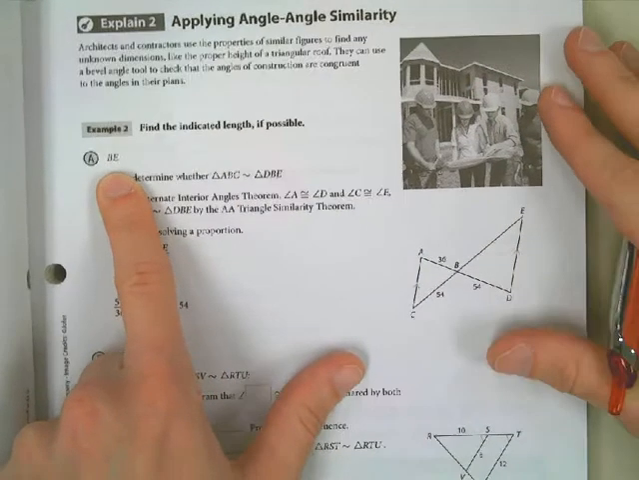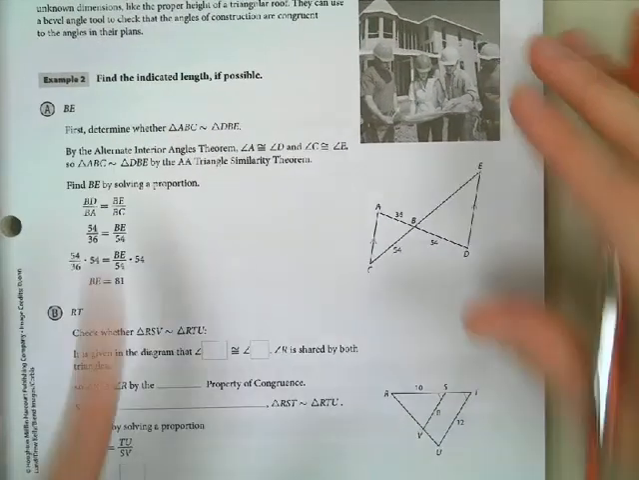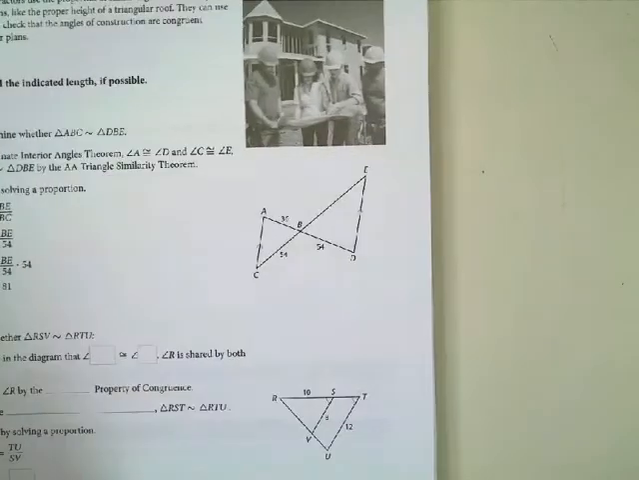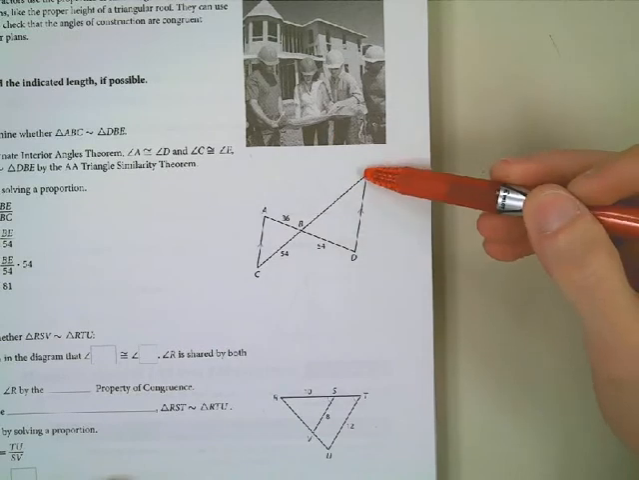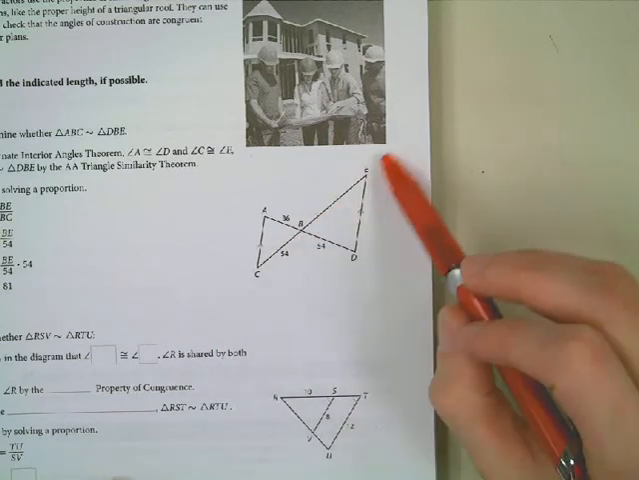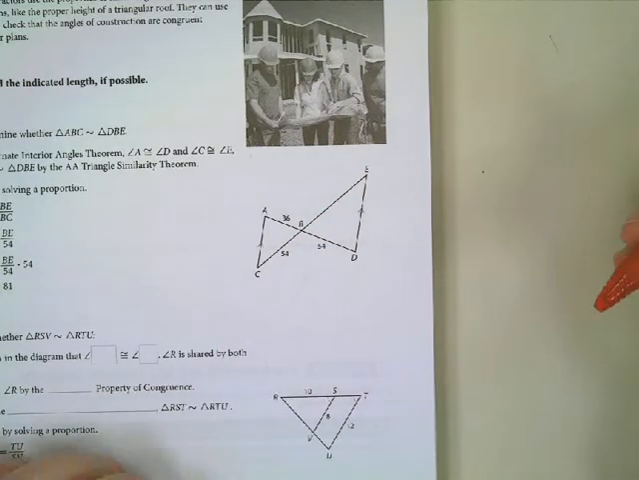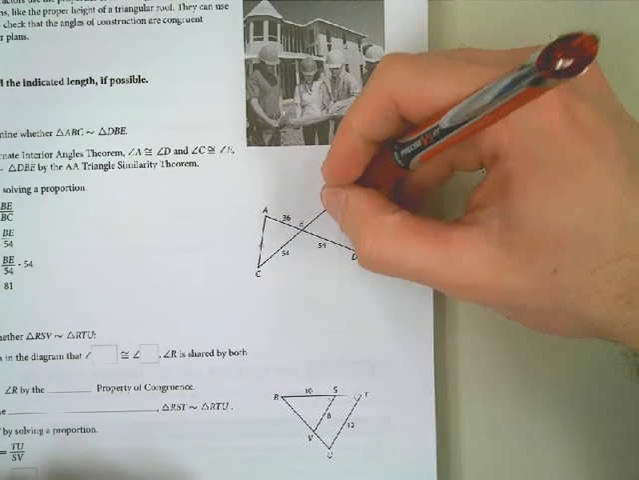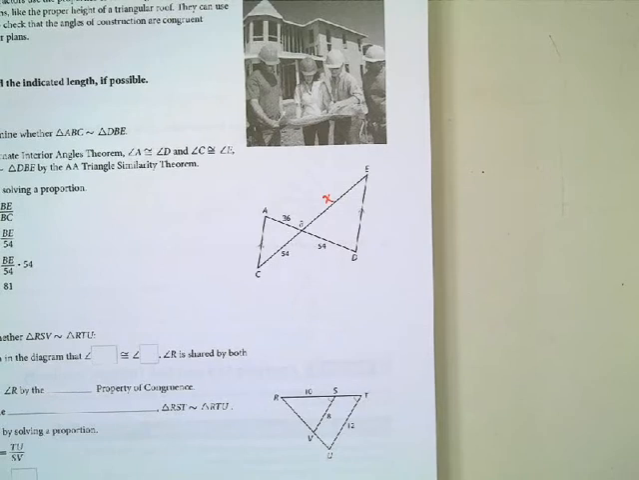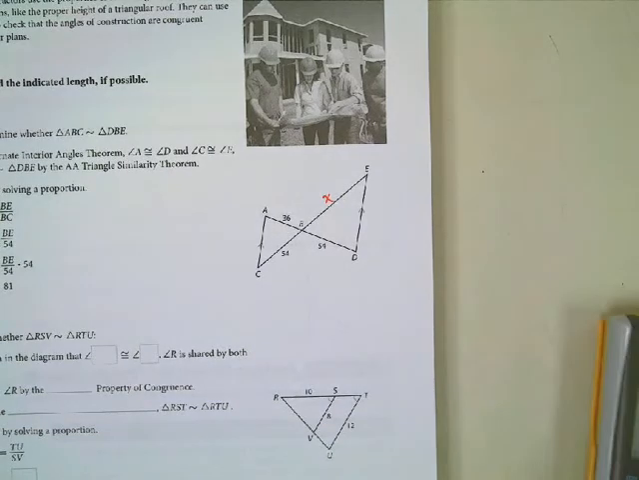So here in letter A, we're asked to find BE. So I'll kind of zoom in here on the picture. Okay, so there's our triangle, and we want to find BE. We want to find the length of BE here. So I'm going to call that X, since we don't know what that measure is. We want to find that measurement X.